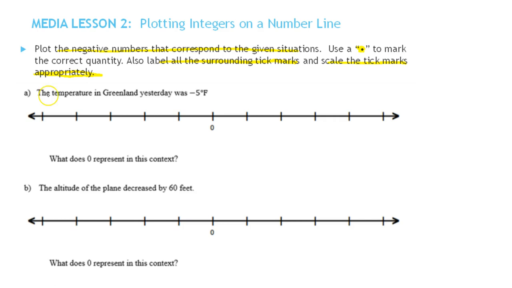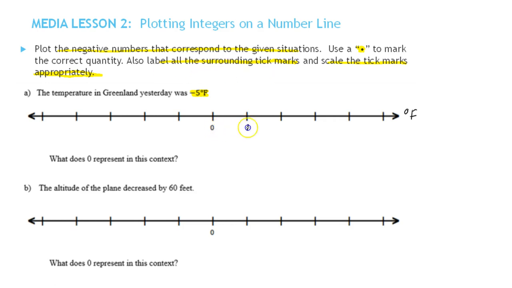So let's look at the first example. The temperature in Greenland yesterday was -5 degrees Fahrenheit. So our number line is representing degrees Fahrenheit, specifically in Greenland. So let's see how we can set up this number line. Well, we have 0 marked in the middle. So let's label the surrounding tick marks like we were asked to here.